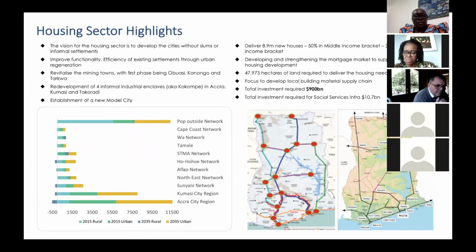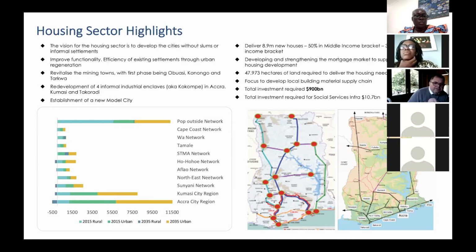There are a few notable exceptions in terms of additional rural populations, the Sekondi-Takoradi area, and also in the Wa area as well. In terms of the delivery of the new houses, nearly 9 million, 50% of those are expected to be built for the middle income brackets, with only 35% in the low income brackets.